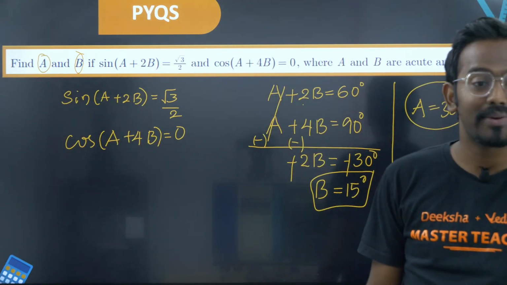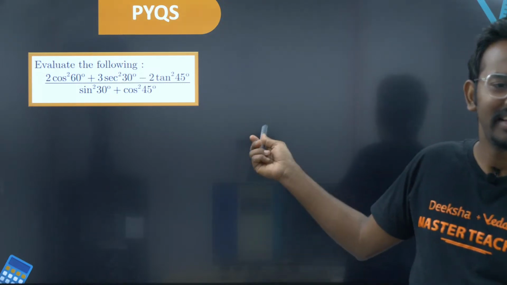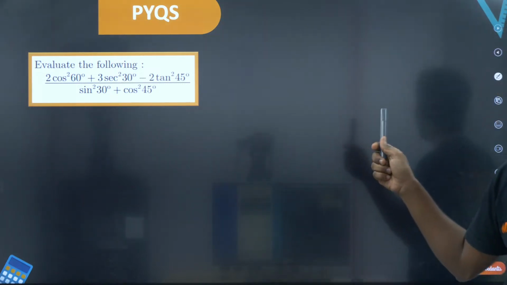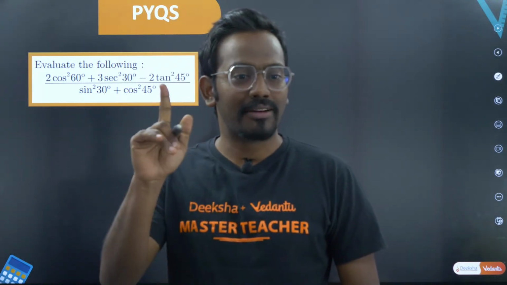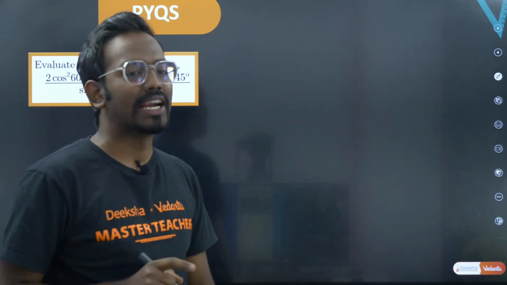Yes, let's take up the next question. Very simple question, again the same type of question asked previously. The question says 2 cos square 60 degree plus 3 secant square 30 degree minus 2 tan square 45 divided by sin square 30 plus cos square 45. Very simple question. I want you to answer it within 1 minute. So keep a time and start answering it.